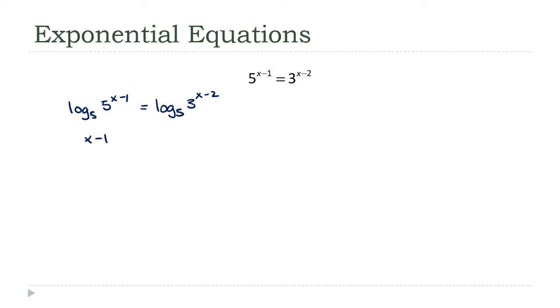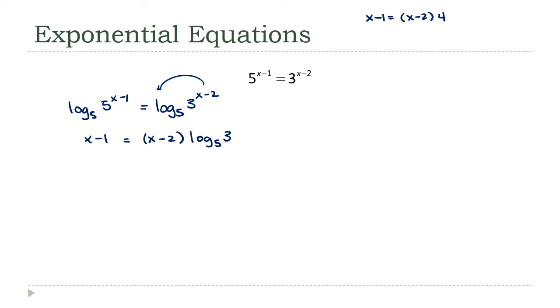On the right-hand side, I'm going to use that property again that lets me bring the exponent out in front. So this becomes x minus 2 times the log base 5 of 3. Now, what I want you to really have firmly in your head at this point is that log base 5 of 3 is a number. Yes, it's a weird number, but it's a number. So I want you to think about the equation x minus 1 equals x minus 2 times 4. How would you solve this?